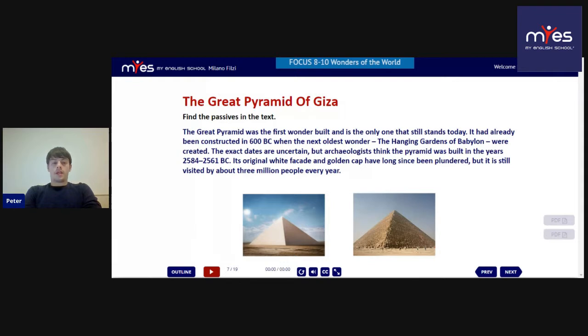It had already been constructed in 600 BC when the next oldest wonder, the Hanging Gardens of Babylon, were created. The exact dates are uncertain, but archaeologists think the pyramid was built in the years 2584 to 2561 BC. Its original white facade and golden cap have long since been plundered, but it is still visited by around 3 million people every year.